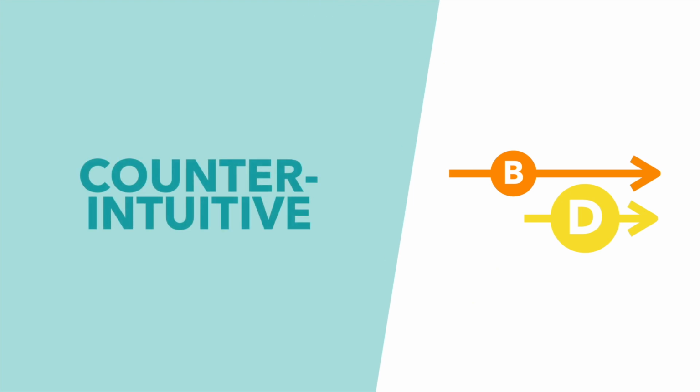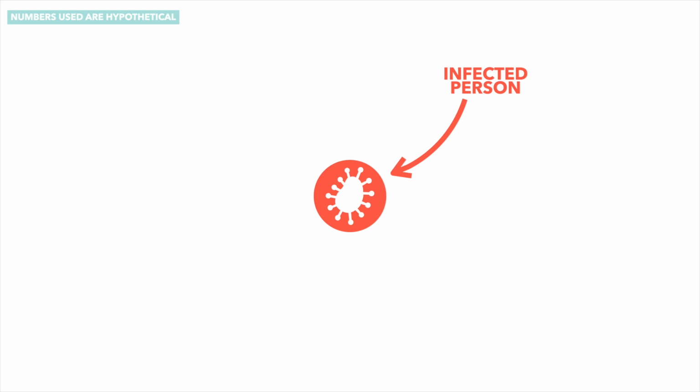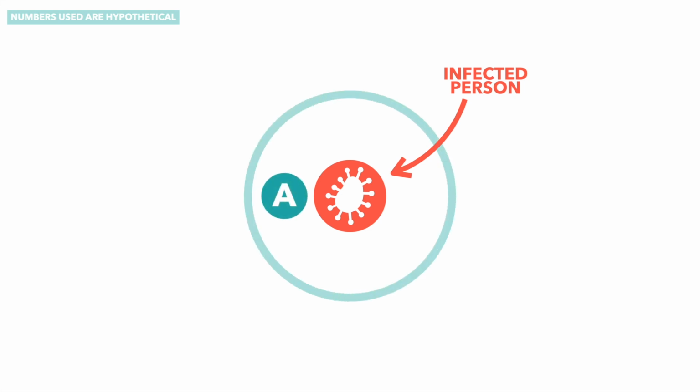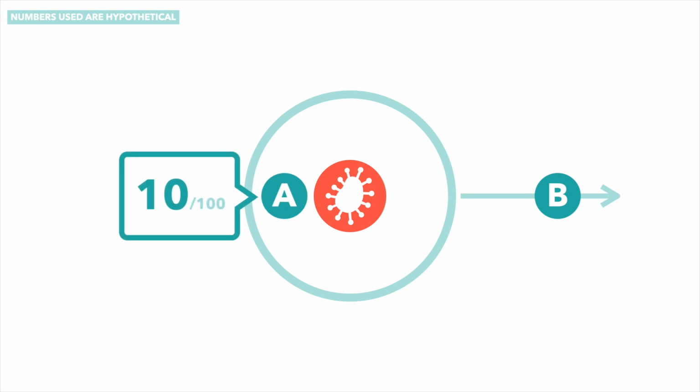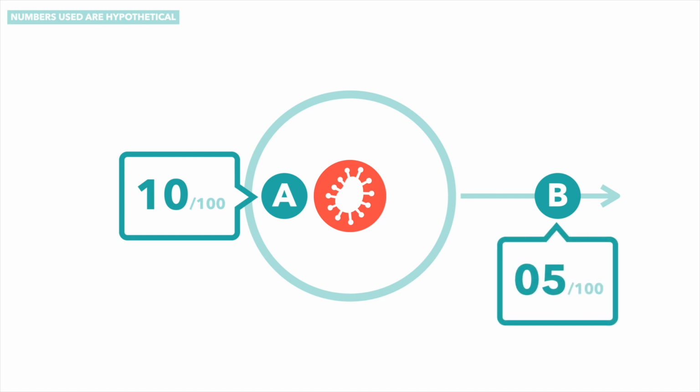This might feel counterintuitive, but it should make sense if we use an example. Imagine 100 people get within a metre of patients, and 100 other people maintain social distancing of at least 1 metre. 10 out of Group A got ill, and only 5 of Group B did.